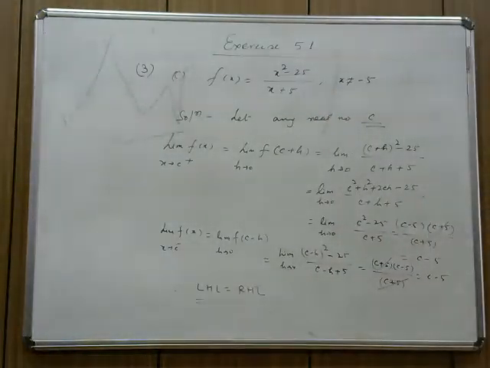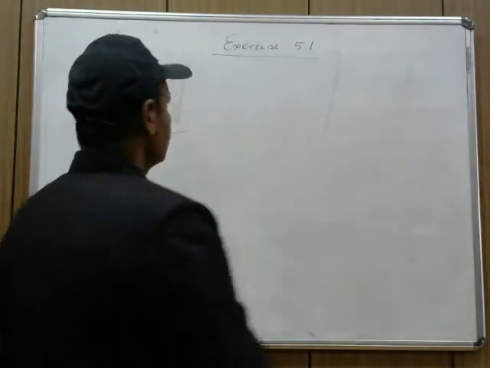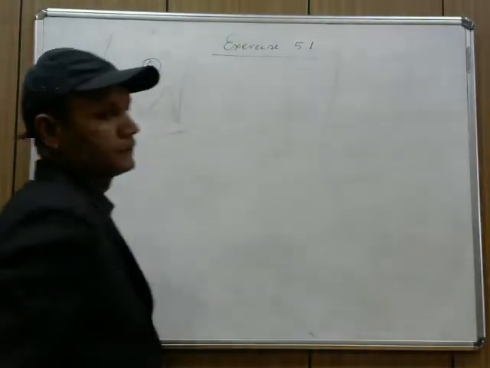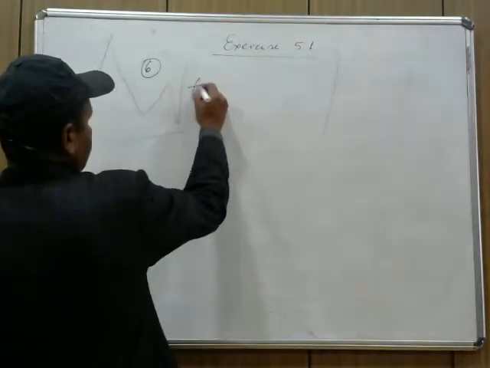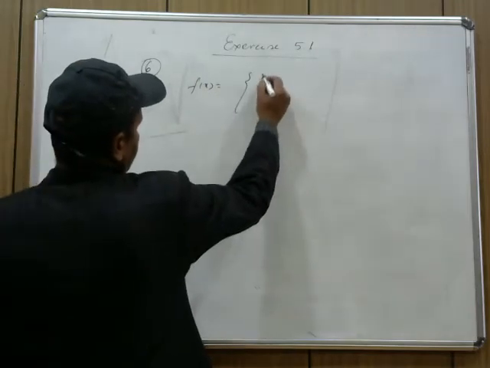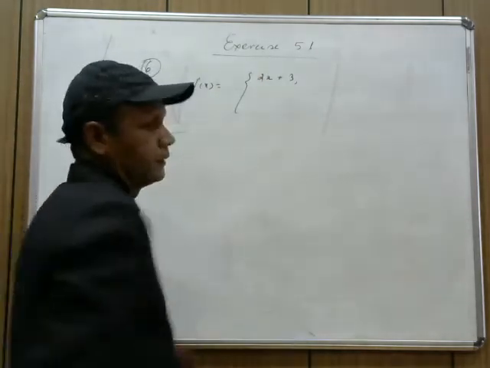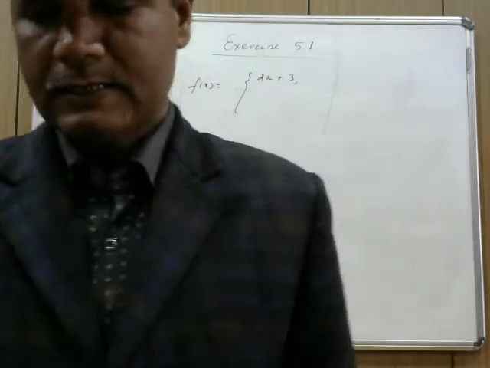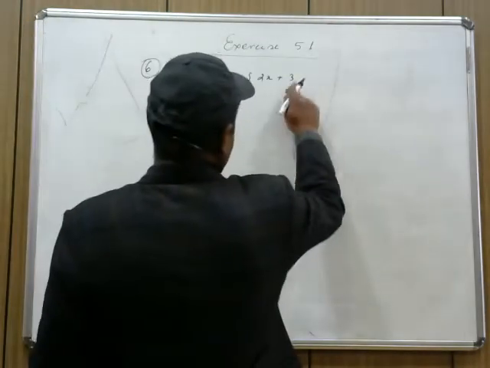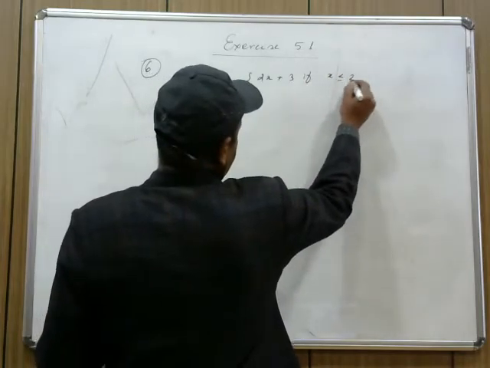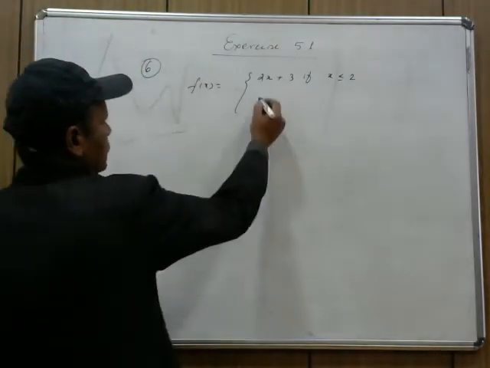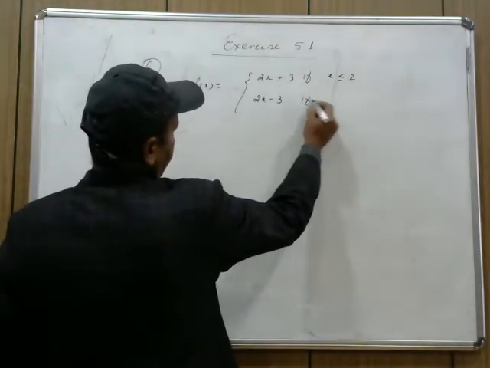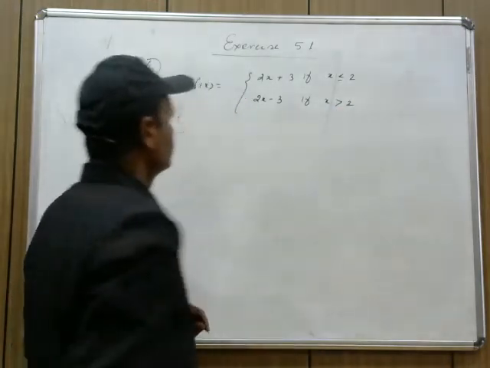Now some of the questions I will solve. Now question number 6. The question number 6 is f of x is equal to 2x plus 3 when x is less than equal to 2, and f of x is equal to 2x minus 3 if x is greater than 2.